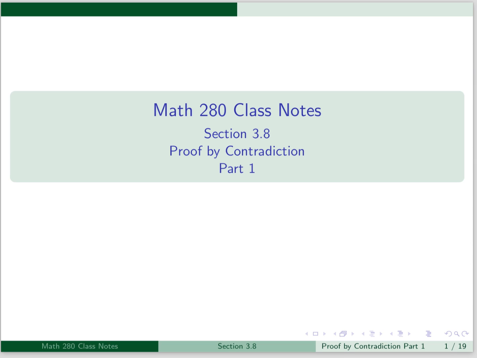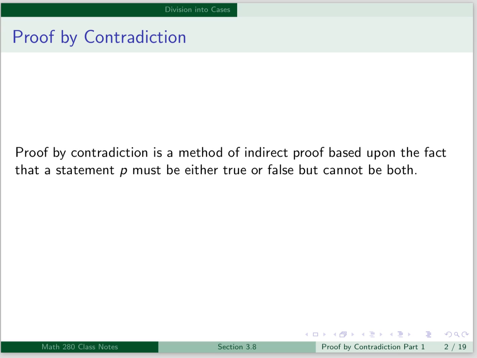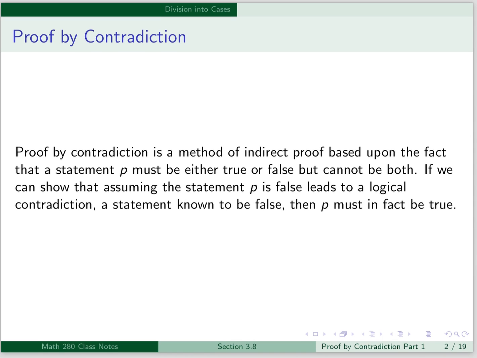This covers the first part of section 3.8, proof by contradiction. Proof by contradiction is a method of indirect proof based upon the fact that a statement P must be either true or false, but cannot be both. If we can show that assuming the statement P is false leads to a logical contradiction, a statement known to be false, then P must in fact be true.